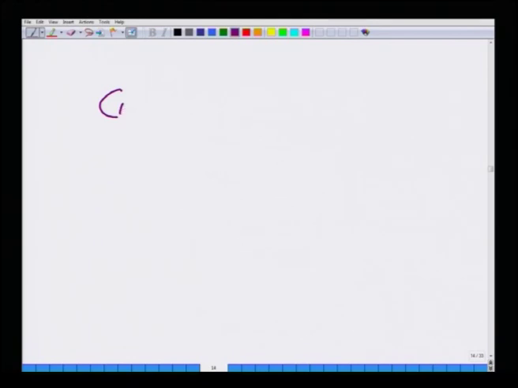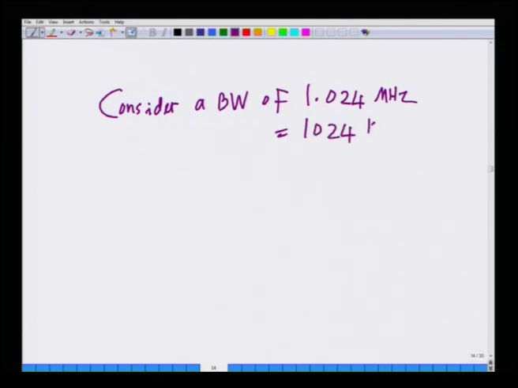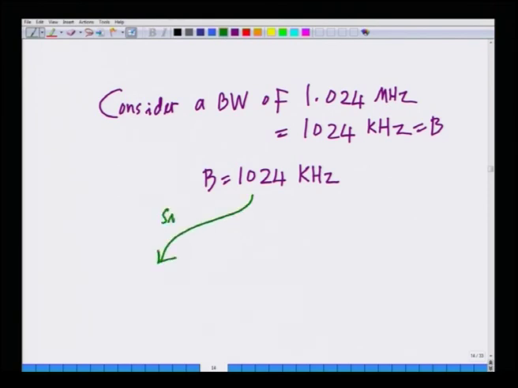Let us consider a bandwidth of 1.024 megahertz, which is equal to 1024 kilohertz. This is the bandwidth, equal to b. Now, if I use a single carrier system, I use the complete bandwidth of 1024 kilohertz, or 1.024 megahertz, which is much greater than the coherence bandwidth.